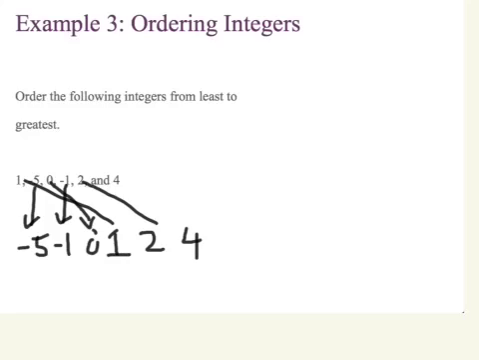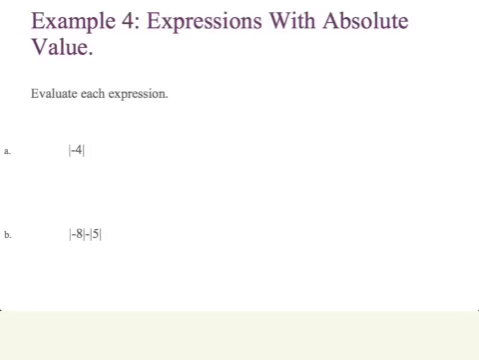So when we write it from least to greatest, basically what we're doing is we're writing it as if they're on a number line. So that's our answer. I should put commas between these guys. There we go.